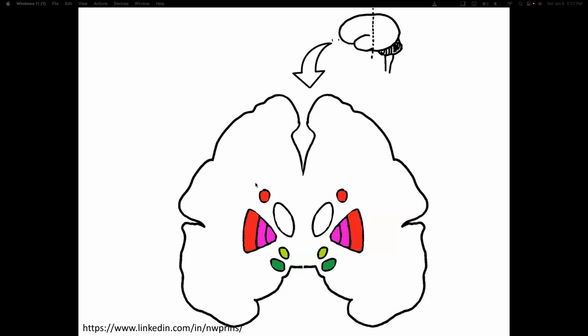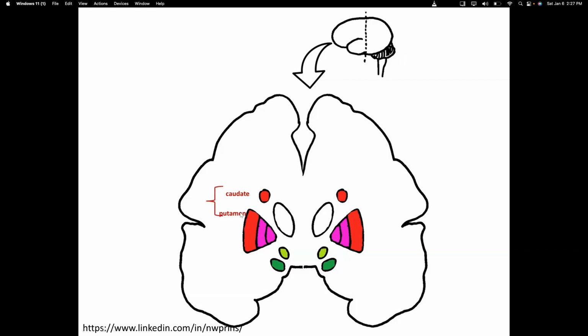So before we go to the pathways, let's talk about the anatomy of the basal ganglia. First, we have the caudate and the putamen. These are groups of nuclei that are shaped in this way, and they're separated by the fiber tract. So you have the internal capsule here. These together make up the striatum of the basal ganglia. This is the input to the basal ganglia.